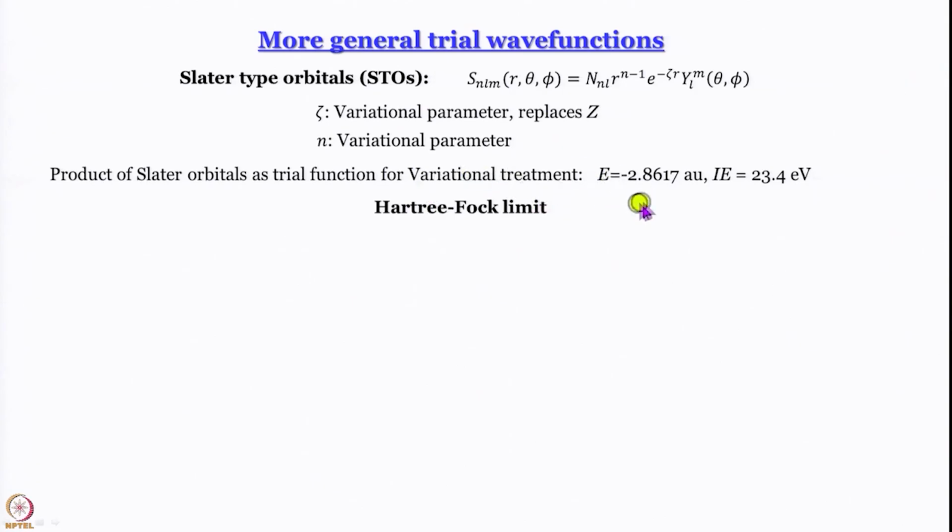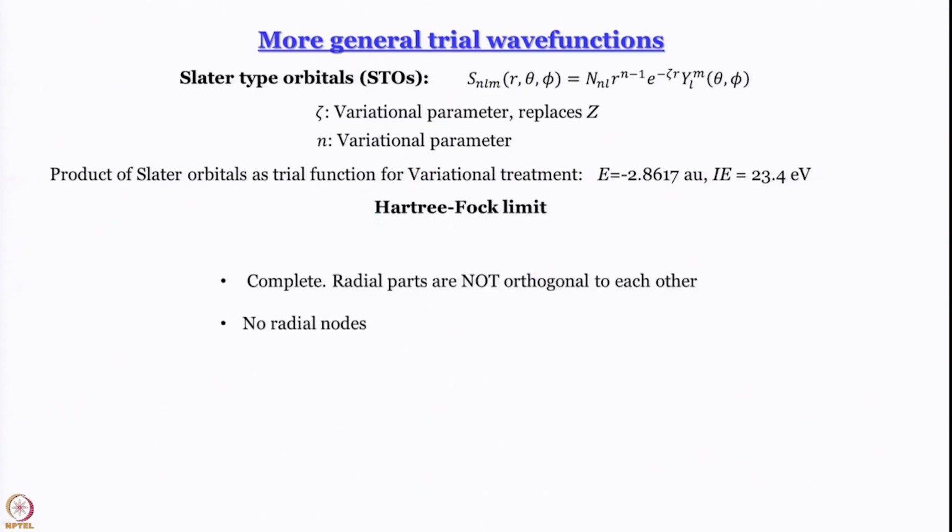Okay. Now, when we use this product of Slater orbitals as trial wave function for variational treatment, we get a value of E of minus 2.8617 atomic units and ionization energy of 23.4 electron volts, which is called the Hartree-Fock limit. Okay. Before leaving this discussion, let me just reiterate that first of all, these Slater type orbitals form a complete set. However, the radial parts are not orthogonal to each other, precisely because that Laguerre polynomial, whatever polynomial it is, that is missing.